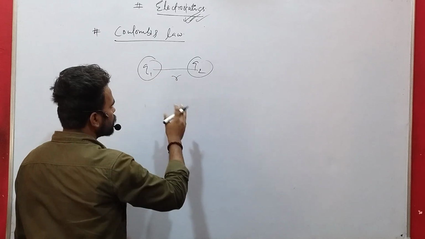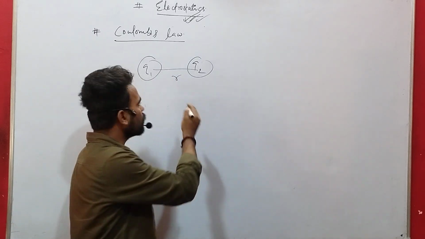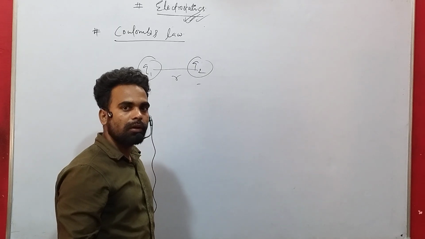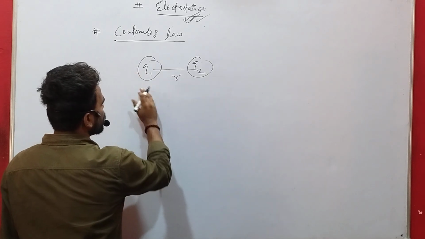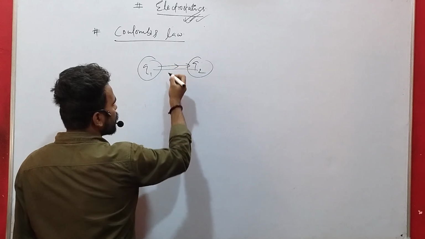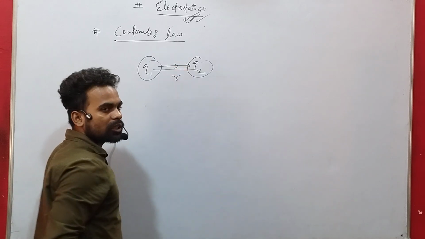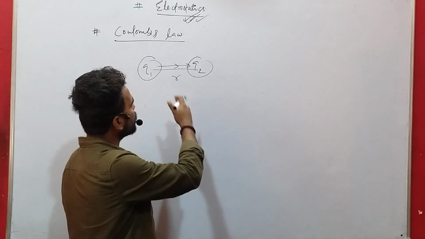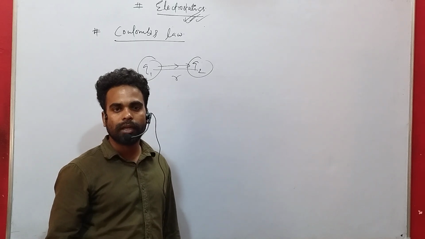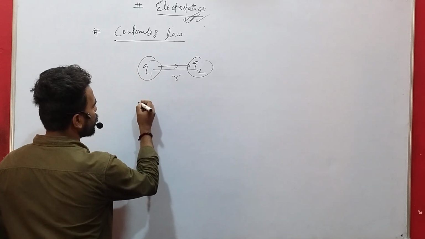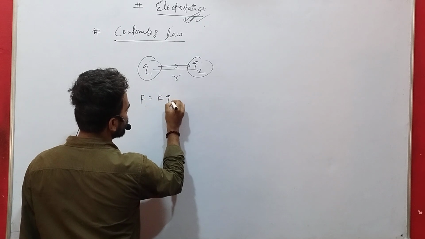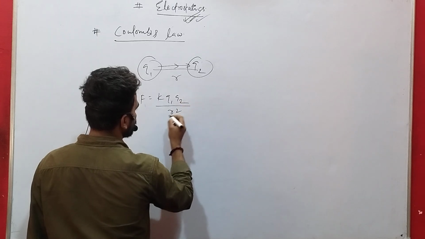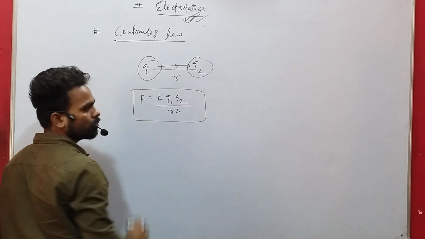Here for both charges, we can't know about the charges: one is positive and one is negative, both are positive, or both are negative. We don't know about it. But both experience a force on each other. The calculation of this force is given by Coulomb. So this formula is known as Coulomb's law. What is the formula? The formula is F equal to K Q1 Q2 by R square.